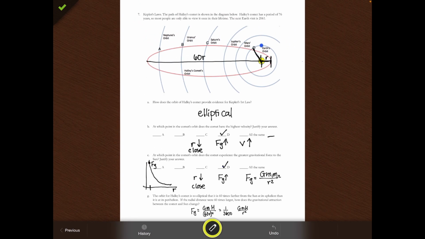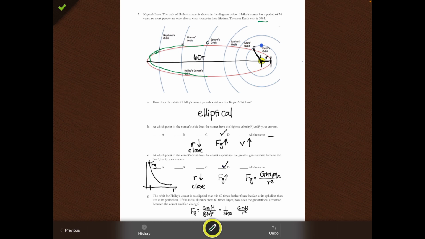And in the end, this is why it's traveling so much slower out here. The gravitational force is so small when the comet is out past Neptune that it makes the velocity very small. So now it's traveling this whole big distance at a very slow speed, and it spends much more of its time away from the sun than it does when it's close.